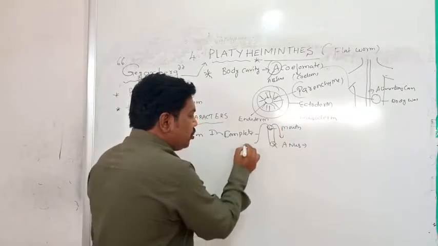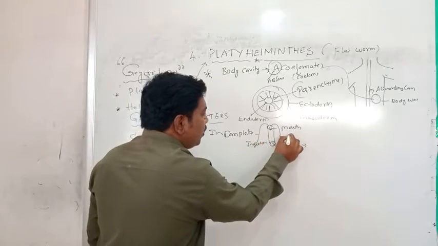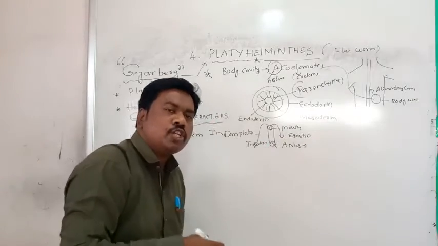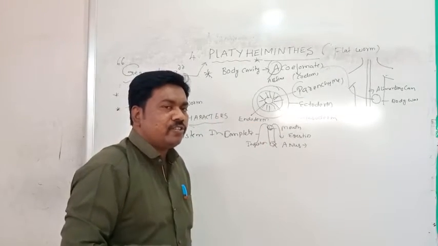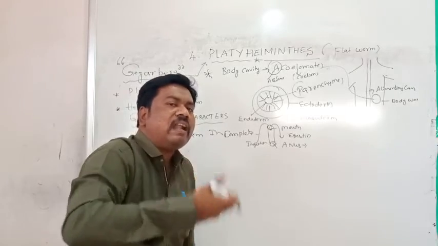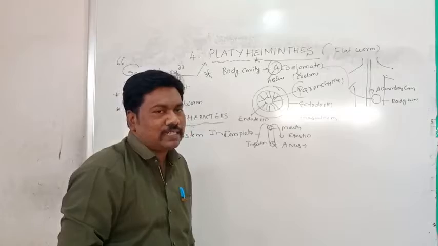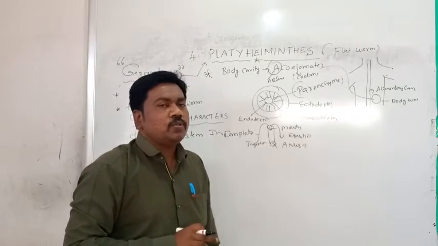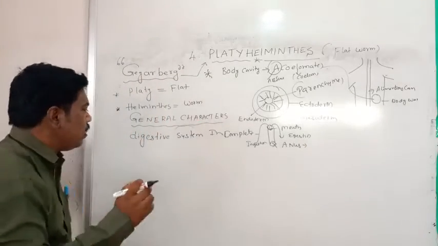So that is ingestion and egestion. It helps which purpose, beta? Ingestion and egestion. What is the meaning of ingestion? Taking of food materials is called ingestion. Egestion means removing of undigested materials. That ingestion and egestion are carried out by the mouth. Due to that reason, it is known as a blind sac.